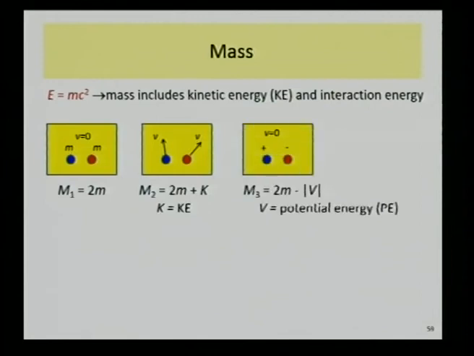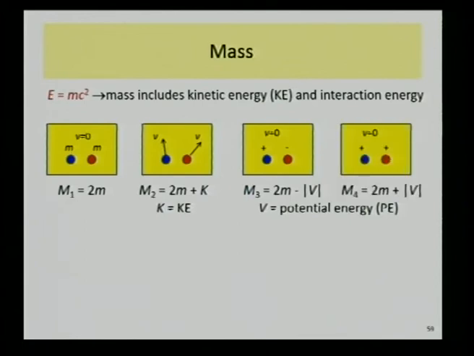Third example, imagine that now these two particles don't move around, no kinetic energy, but they interact. Okay? So one positive charge, one negative charge, so that they have a negative interaction energy. They attract each other. Okay? In this case, this interaction energy would reduce the total mass of the system. So it's no longer 2m, but slightly less than 2m because of this interaction energy.